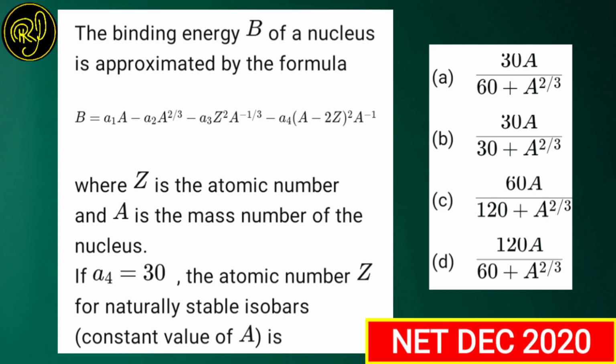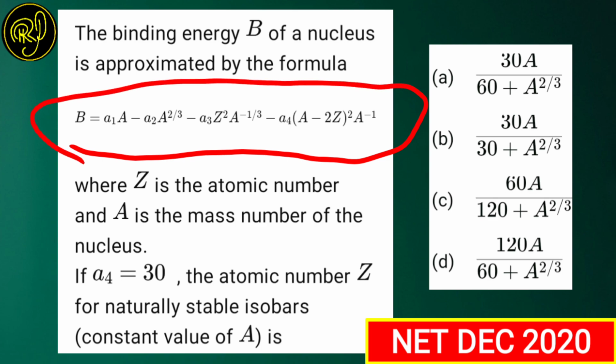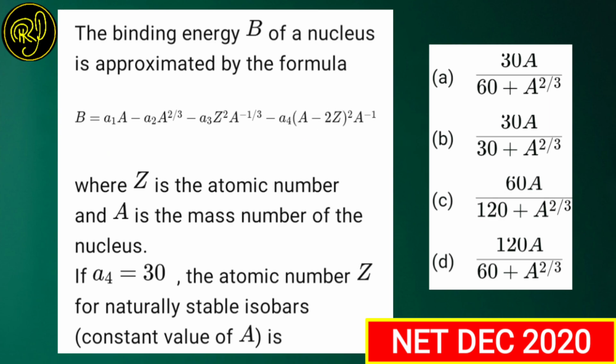The question says that the binding energy B of a nucleus is approximated by the formula B = A1 A - A2 A^(2/3) - A3 Z² A^(-1/3) - A4 (A - 2Z)² multiplied with A^(-1). Here Z is the atomic number, A is the mass number of the nucleus, and A1, A2, A3, A4 are the coefficients appearing in the binding energy formula.